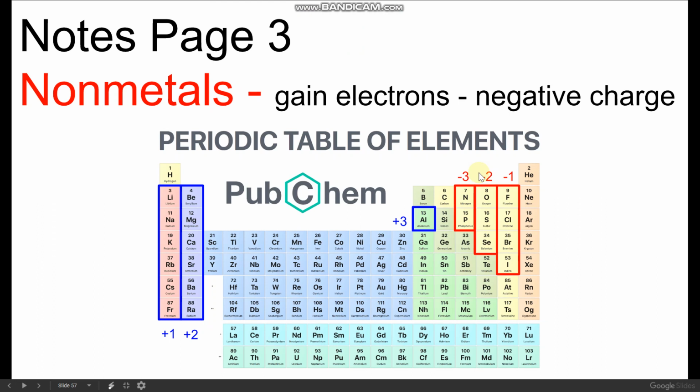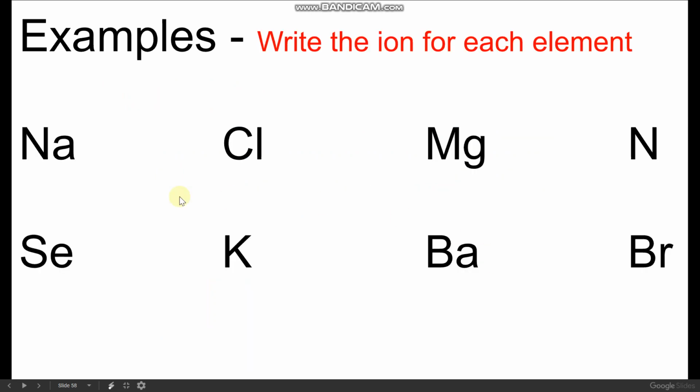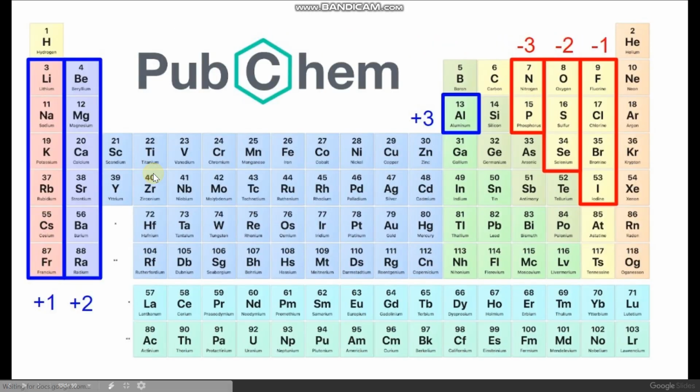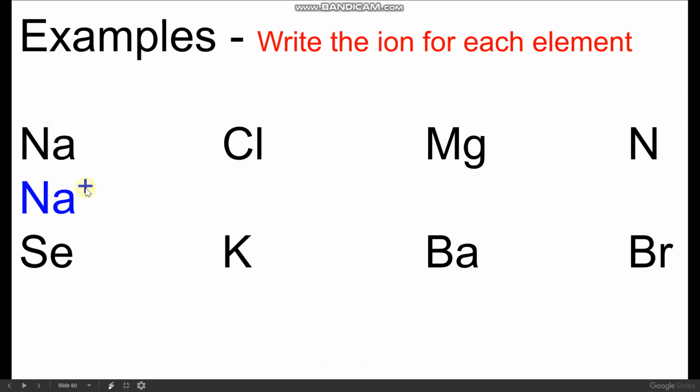Okay, so how can we use this periodic table to help us? Well, now that we have this built, we can use this to identify the ions that will be formed by different atoms. So, for example, if I start with sodium right here, and then take a look at the periodic table, sodium is right here. It's in the column for +1 ions. So then I will write it with a +1 charge.